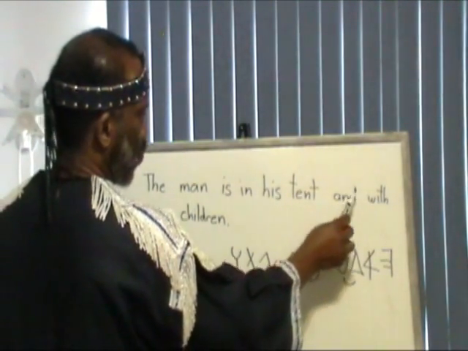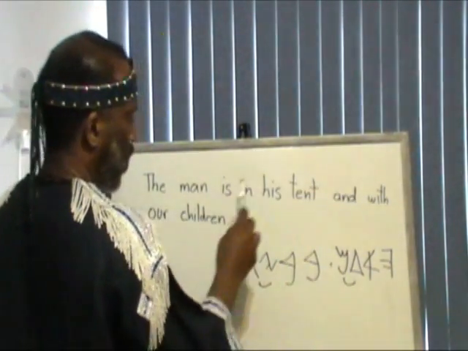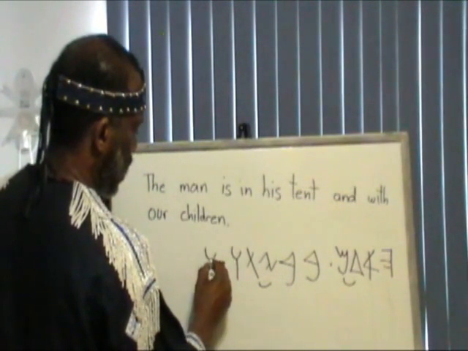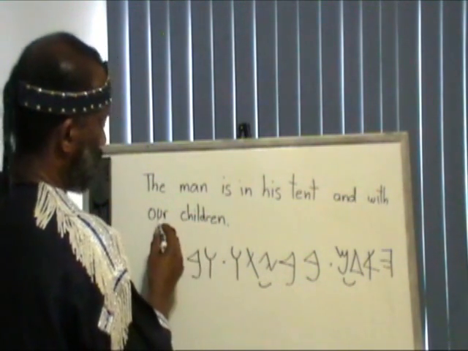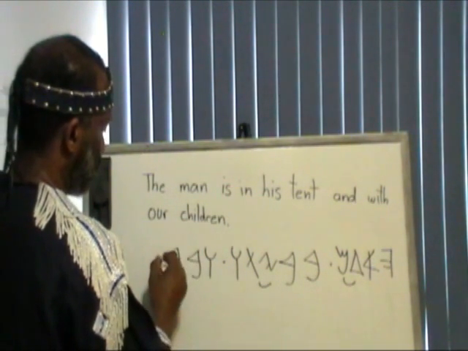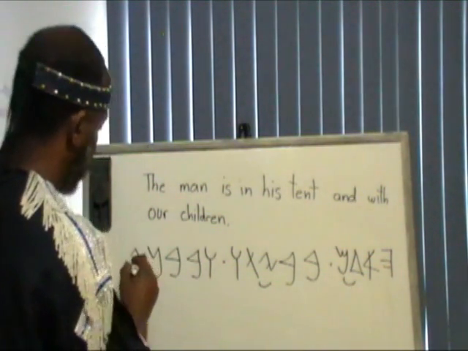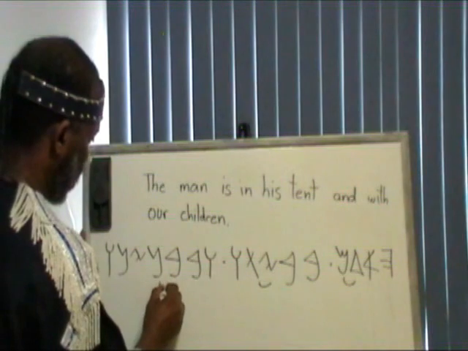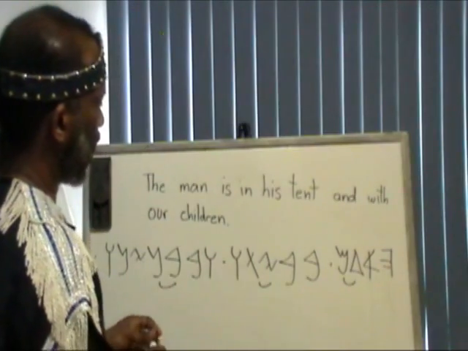Now we're going to go on to and with our children. We're going to write this whole prepositional phrase as one word. So we're going to have and, which is wa, and with, which is ba, our children, or children our, is bun, yanawa. So here we have it.